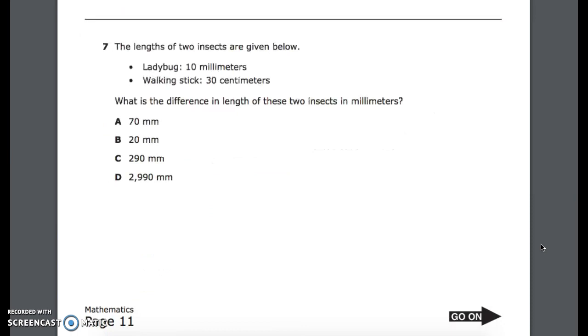Number 7. The lengths of 2 insects are given below. Ladybug, 10 millimeters. Walking stick, 30 centimeters. What is the difference in length of these 2 insects in millimeters? A. 70 millimeters, B. 20 millimeters, C. 290 millimeters, D. 2,990 millimeters.